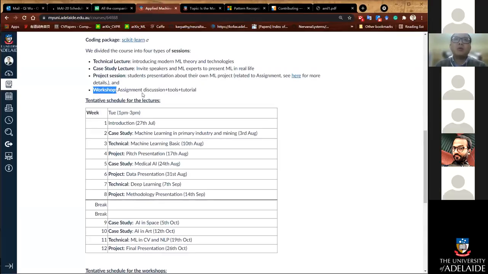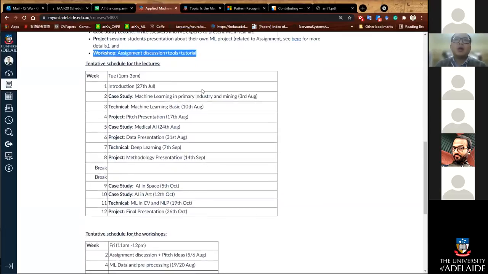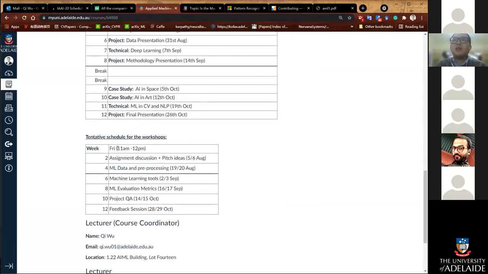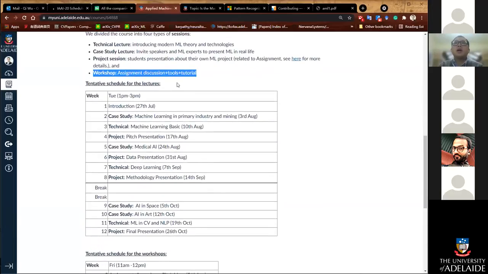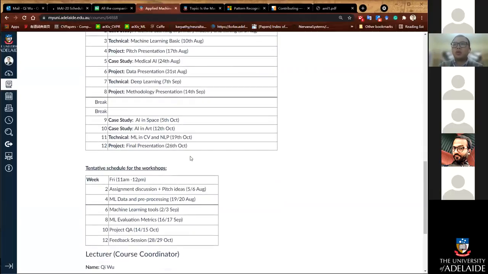And we also have the workshop. The workshop is, I think, on Friday, right? So we have 2 workshop sessions. You are divided into 2 groups. One group is on the first day, and the second group on the second day. So for the workshop, basically it will be assignment discussion and machine learning tools and tutorials. Me or our tutor will go to the workshop session. It's also a face-to-face session.